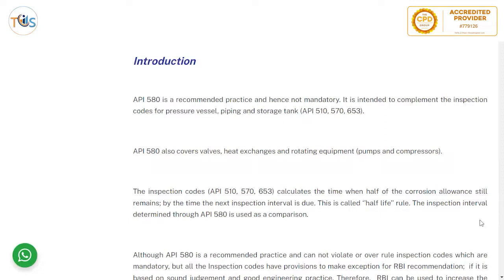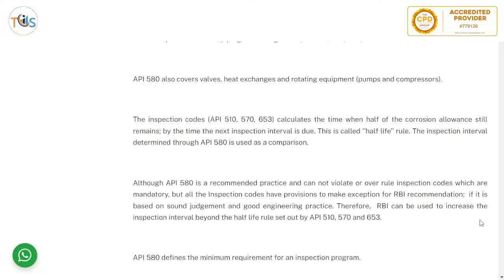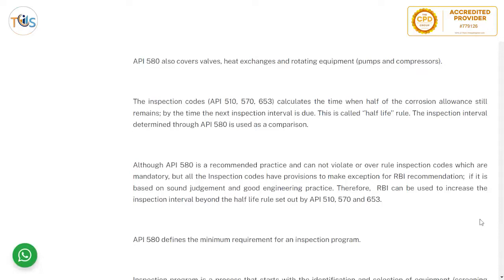The inspection codes API 510, 570, 653 calculate the time when half of the corrosion allowance still remains by the time the next inspection interval is due. This is called the half-life rule. The inspection interval determined through API 580 is used as a comparison.